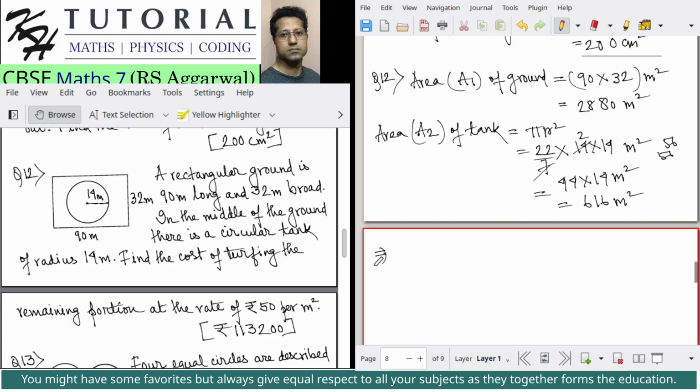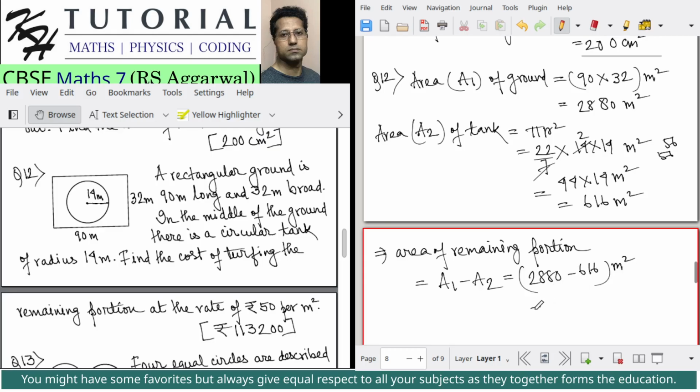So this implies the area of the remaining portion will be equal to A1 minus A2, which is equal to 2880 minus 616 meter square, which is equal to 2264 meter square. That is the area of the remaining portion.